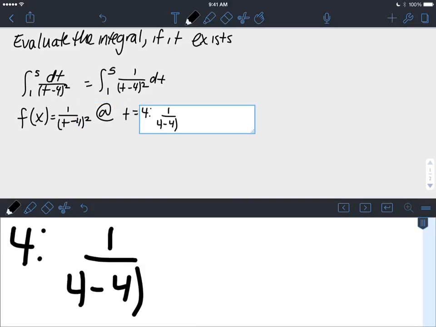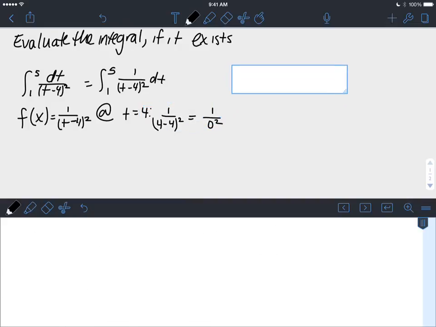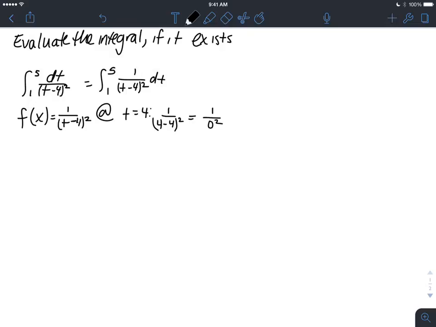(4 minus 4) squared, which is 1 over 0 squared, which indicates that we have a bit of a problem here, which ends up being a vertical asymptote because we have an infinite discontinuity at 4. So what ends up happening is, let's write it out here.